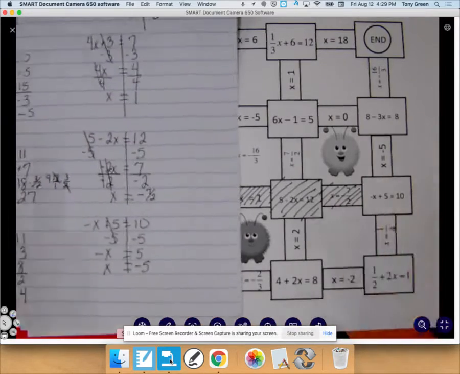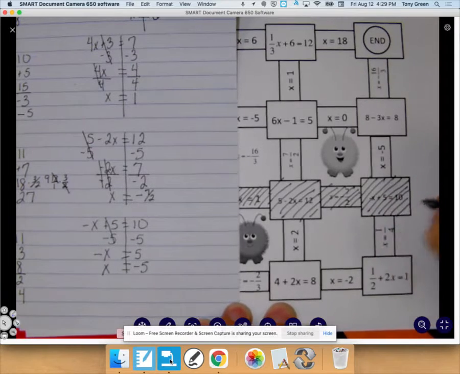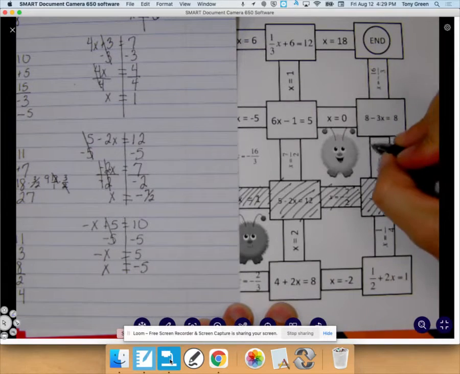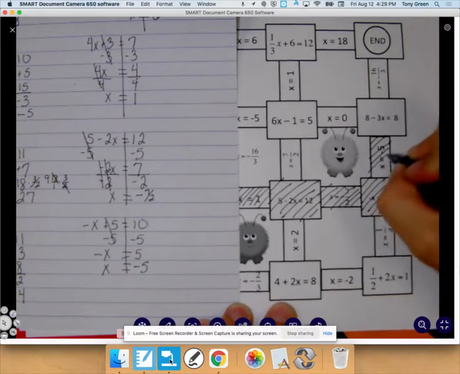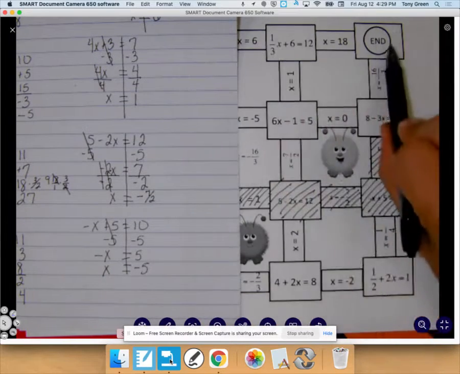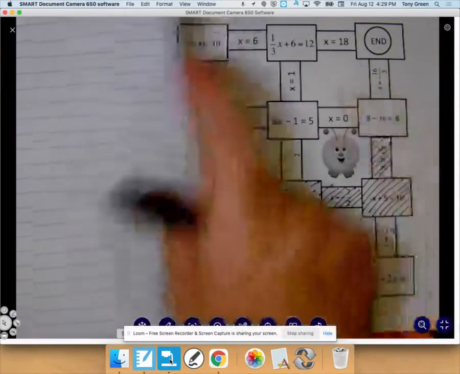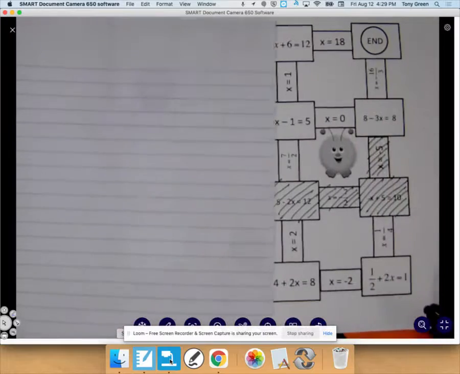Where were we? Oh, we're on this one. That's why you got to shade in as you go. All right. What do you want to bet? We go to this one and then go around the long way. That's my bet. It's my guess. Okay, 8 minus 3x equals 8.